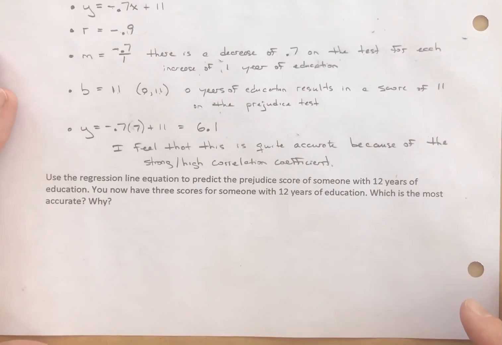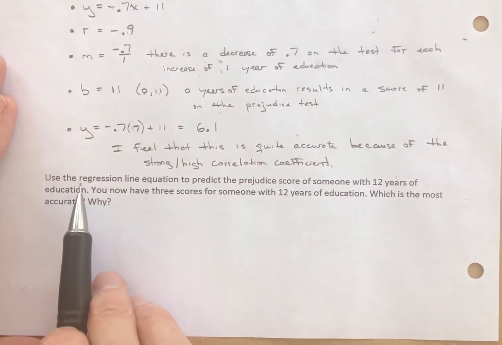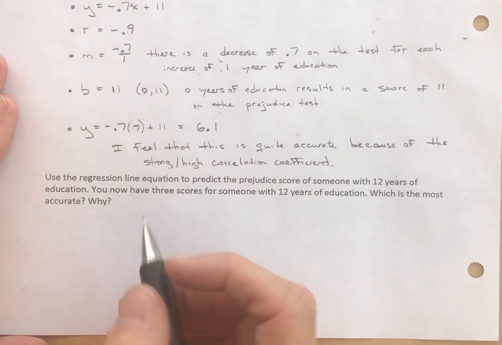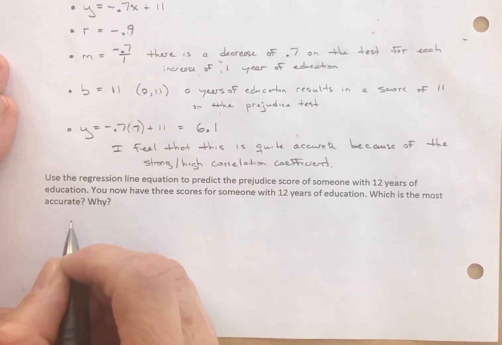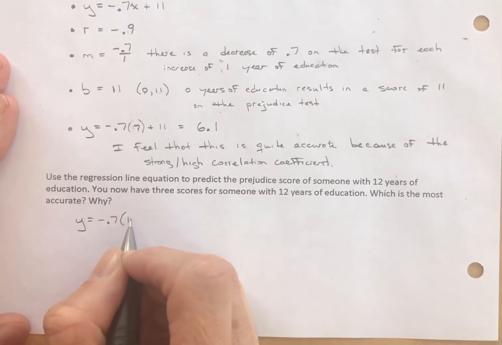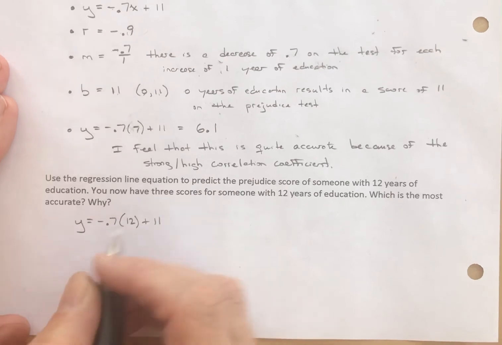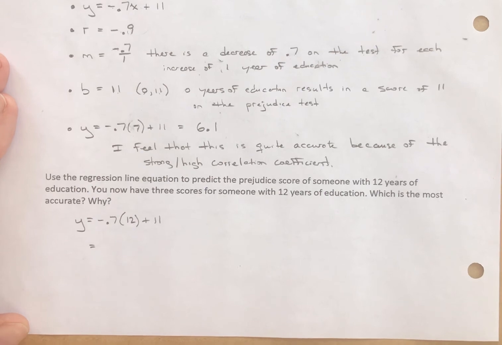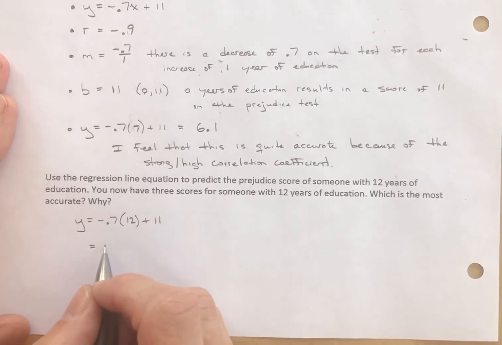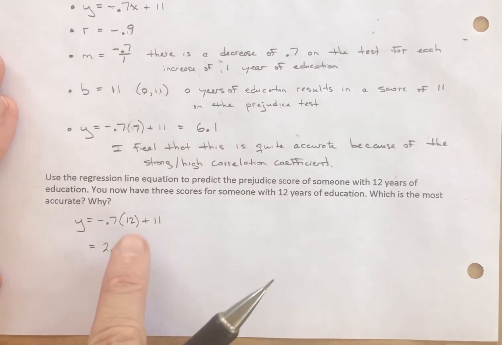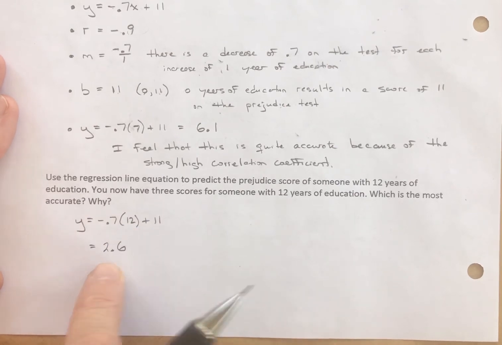Okay, let's look at a couple more possibilities down here. Use the regression line equation to predict the prejudice score of someone with 12 years of education. Y is equal to negative 0.7 times 12 plus 11. I'll put this in my calculator. This comes out to 2.6. Now I put in 12 years and got a 2.6 score.